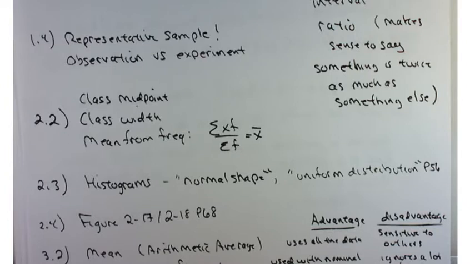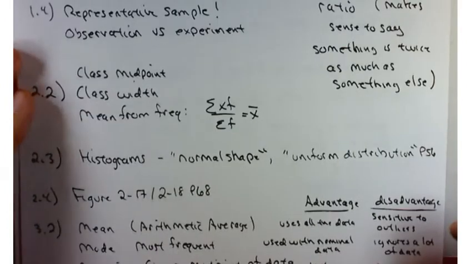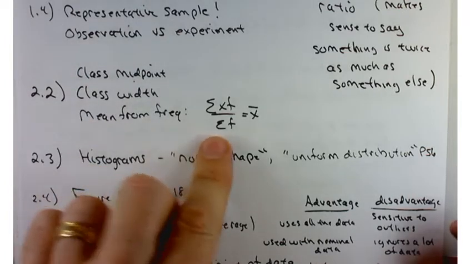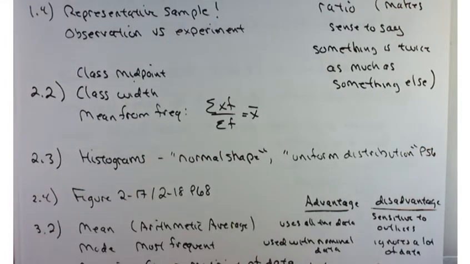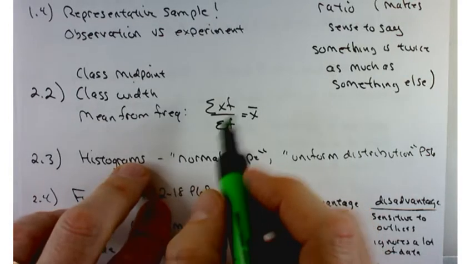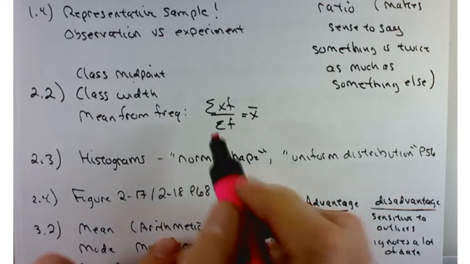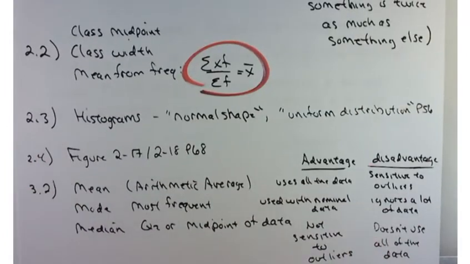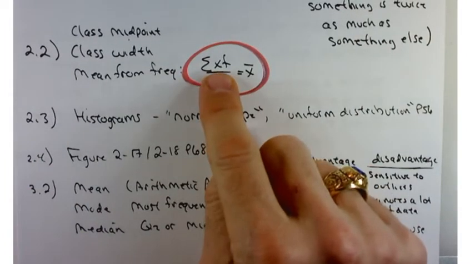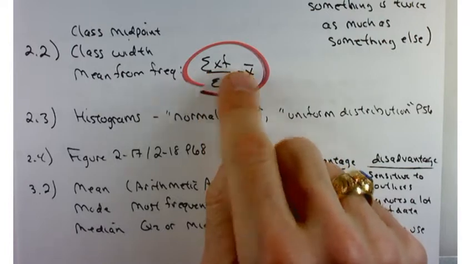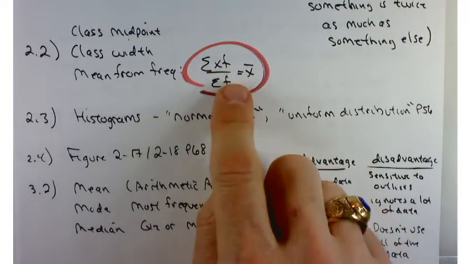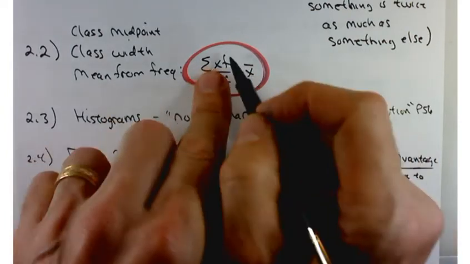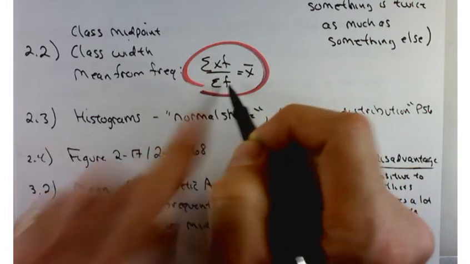I would not make you calculate a standard deviation from frequency data, but we did calculate the mean from frequency data. And that formula is right here. You just take the sum of your x's times f, divided by the sum of the f. Basically, you're summing up your data, and the sum of the frequencies is going to be your count.